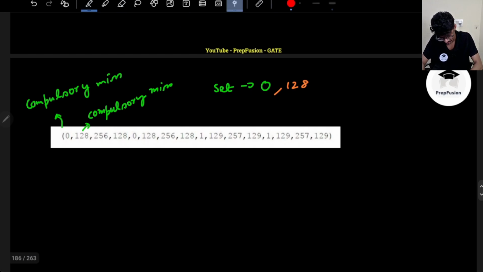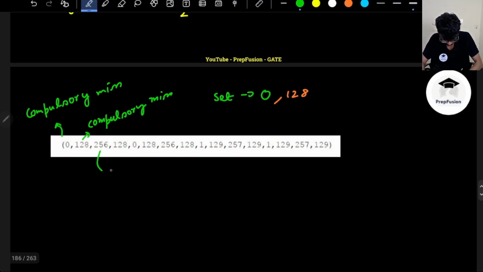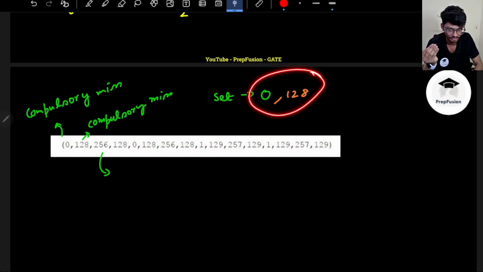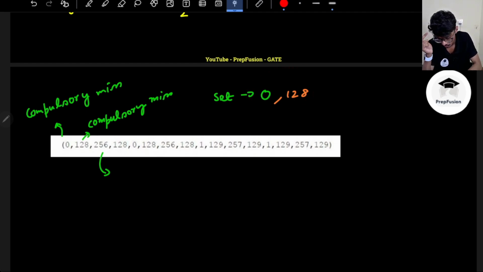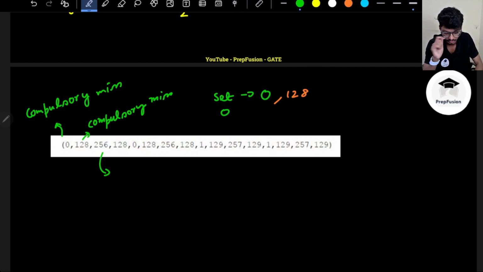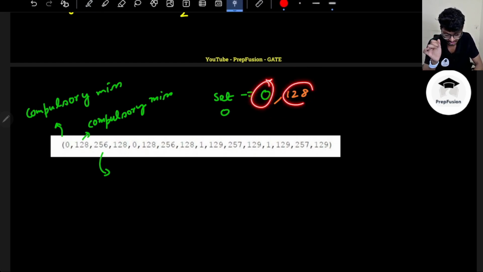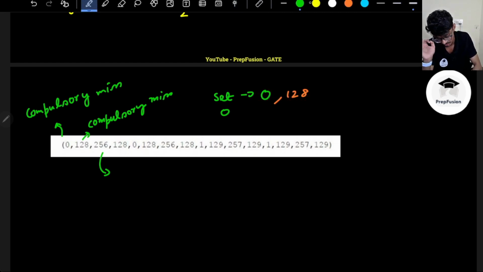Then 256 is there, right? If I do 256 mod 128, again it is 0. Now I don't have any space here, so I have to replace something. I am following an LRU replacement policy. Which one was called last? This 0 was called way back, right? Just before this I had called 128, so I will not replace 128, I will replace 0. So 0 will be replaced with 256, and again it is a compulsory miss because previously I had not called this.